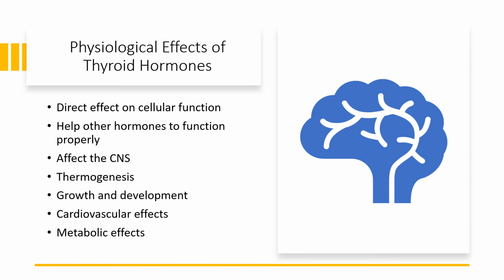As far as growth and development goes, T4 and T3 both help to stimulate the release of growth hormone, and they both play a key role in the development of the skeletal system and the central nervous system. If thyroid hormones are not present, what happens is severe growth restriction and developmental delays, such as cretinism. The thyroid hormones play a role in increasing heart rate. They also facilitate myocardial contractility, and these two together lead to an increase in cardiac output.